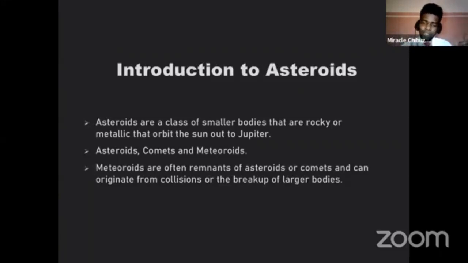Now, asteroids should not be confused with comets. Comets are different from asteroids. Comets have tails, but asteroids do not have tails. Comets are coming from the Oort cloud, but asteroids are in the main belt. So I want to make a distinction between the two. And also I want to make a distinction between asteroids and meteoroids. Asteroids are like the bigger bodies.